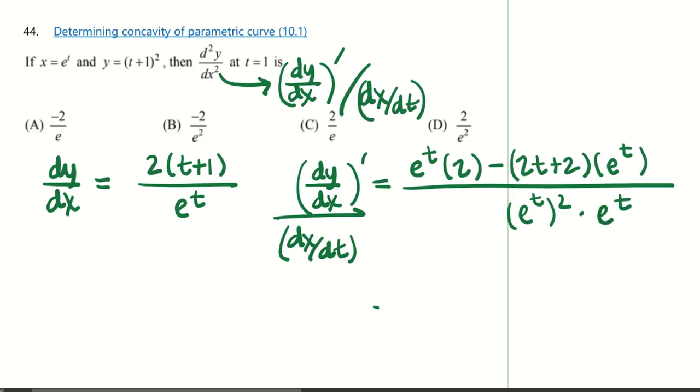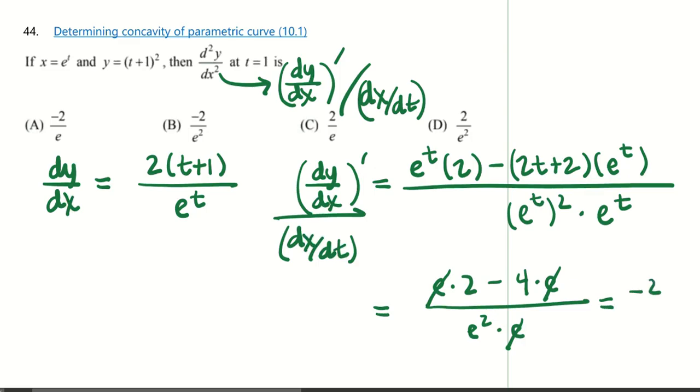Okay. And so I think we're just going to plug in t equals 1 now, and we're going to get e times 2 minus, when t equals 1, 4 times e to the 1, divided by e to the 1 squared times e to the first. So it's a total of 3 powers of e, but I could factor out the e's up here. 2 minus 4, cancel with that one, and that would be negative 2 divided by 2 powers of e. That was an interesting one. Negative 2 divided by e squared. Okay, that was a good one.